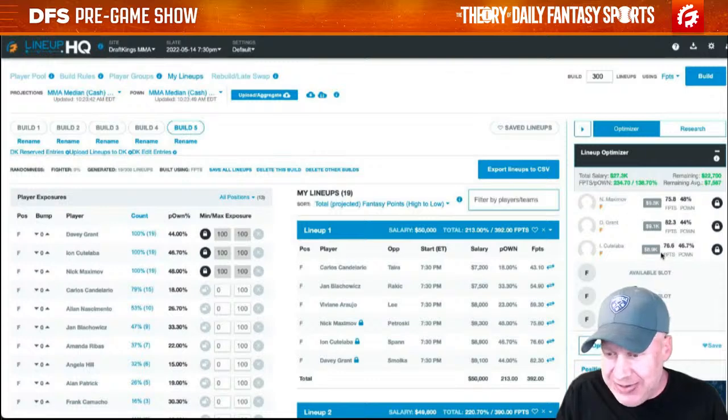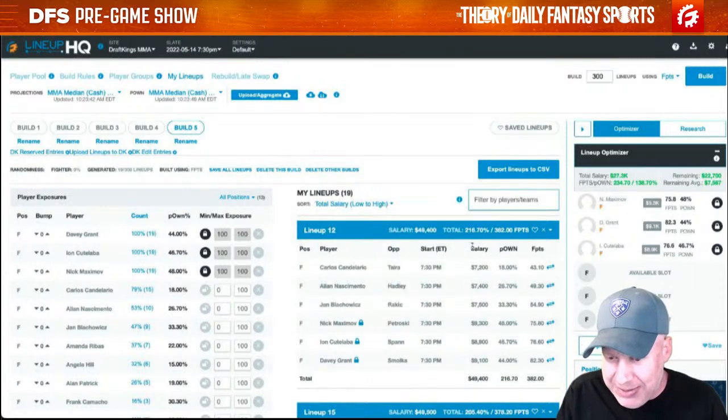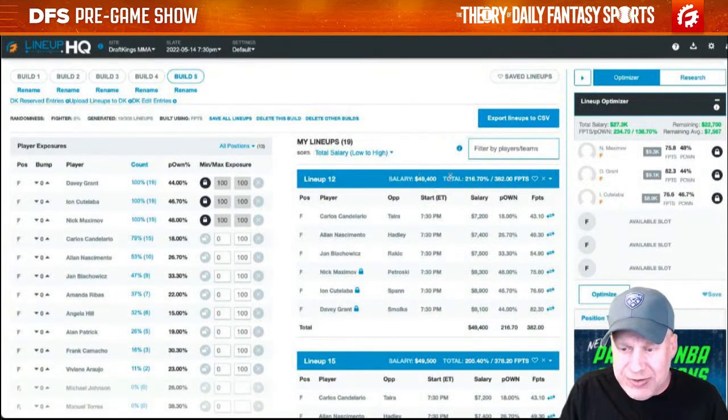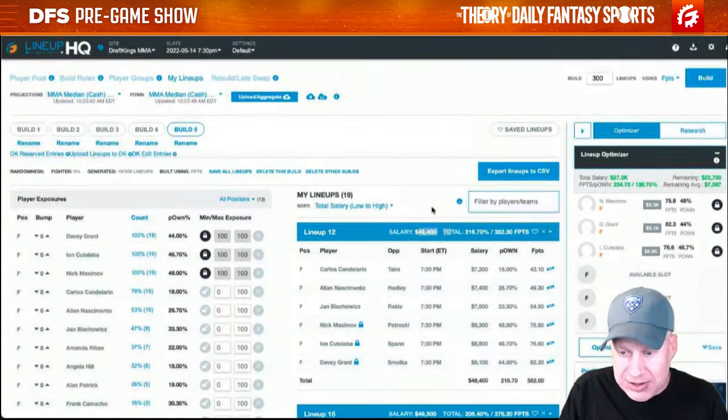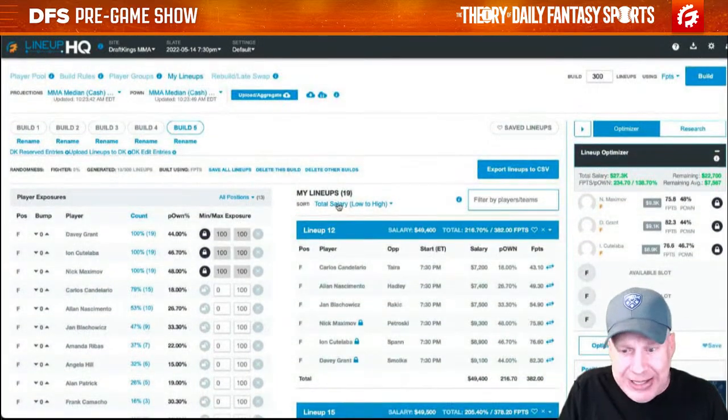So even with these lineups, even if you leave money on the table, the lowest you could leave is 49.4. So you're playing Candelero, Nascimento, and Blachowicz. Obviously, you're not playing the opponents of these three fighters. So even leaving money on the table doesn't save you. There's only 19 combinations of the rest of the lineup.